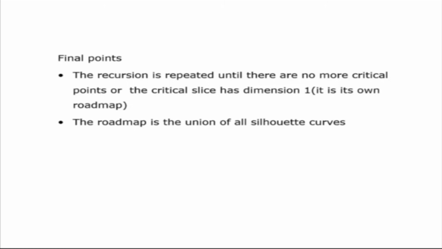Now, the recursion is repeated until there are no more critical points or the critical slice has dimension 1. The roadmap is the union of all the silhouette curves.